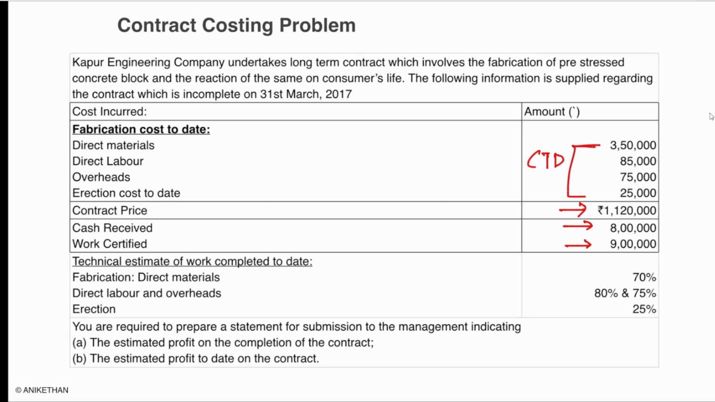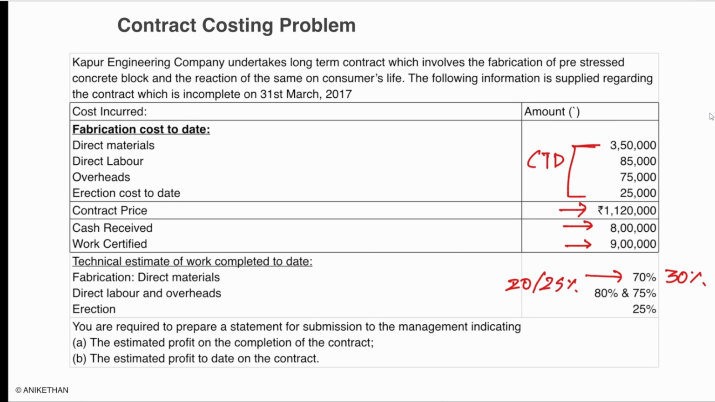Means 1 lakh is retention amount. Technical estimate of work completed to date. Fabrication, direct material 70% is completed, so that means 30% is pending. Direct labor and overhead 80% and 75% are completed. That means 20 and 25% are pending, indirect labor and overhead.